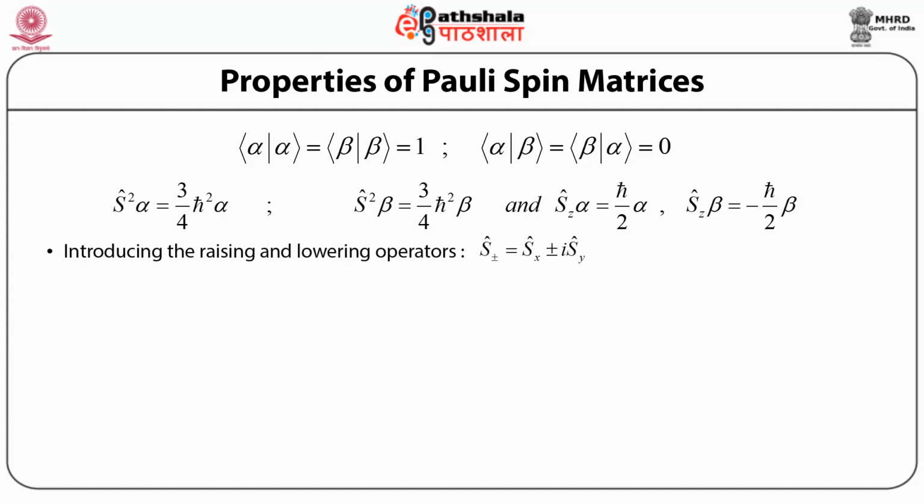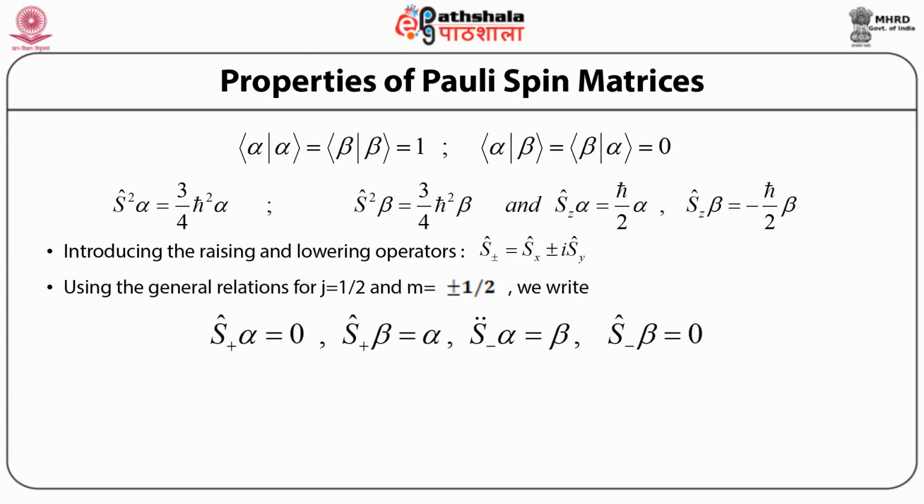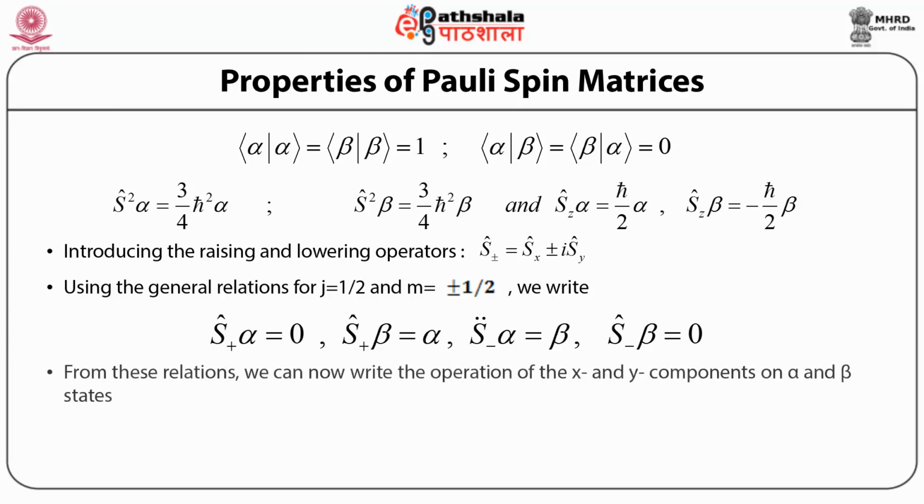Introducing the raising and lowering operators, where S plus minus is equal to operator Sx plus minus iota times operator Sy, and using the general relations for j equals 1/2 and m equals plus minus 1/2, we write operator S plus acting on alpha is equal to 0. Operator S plus acting on beta is equal to alpha. Operator S minus acting on alpha is equal to beta and operator S minus acting on beta is equal to 0.